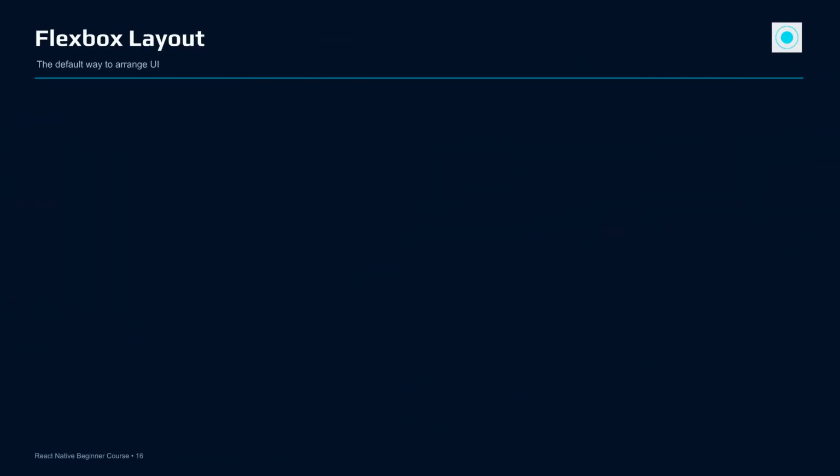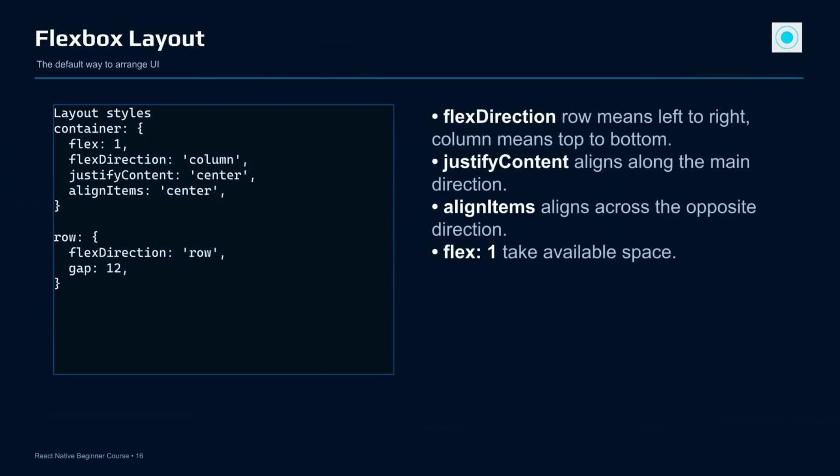Flexbox is the default and most efficient way to arrange your UI. By setting flex direction to row or column, you control the orientation. Use justify content to align items along the main direction and align items to align them across the opposite direction. Setting flex to 1 helps your elements take up all available space.